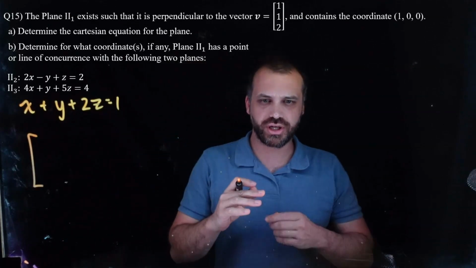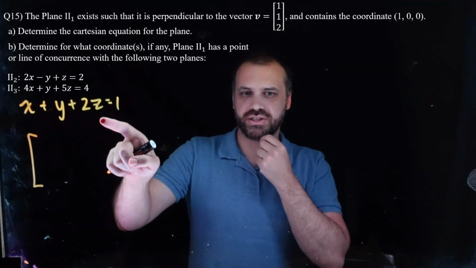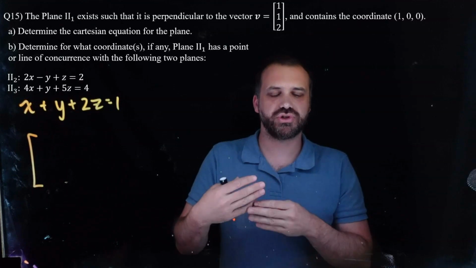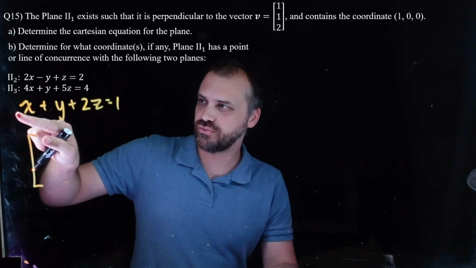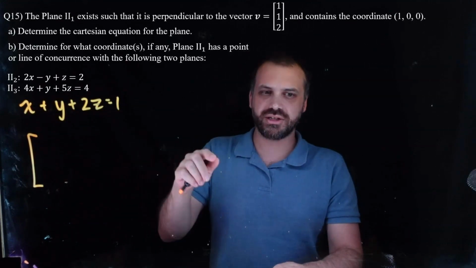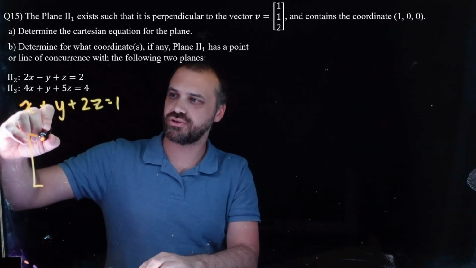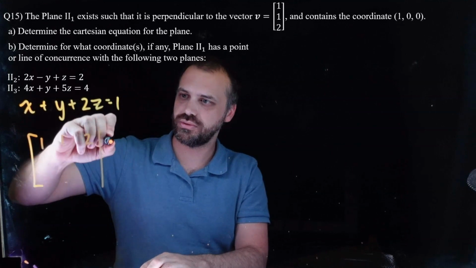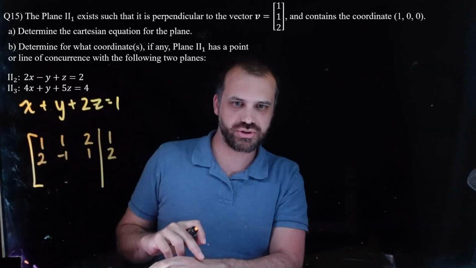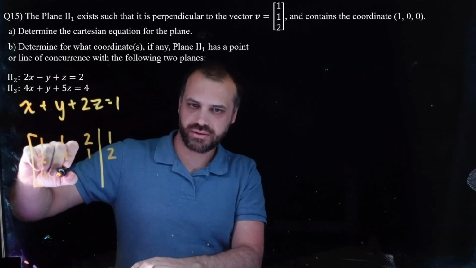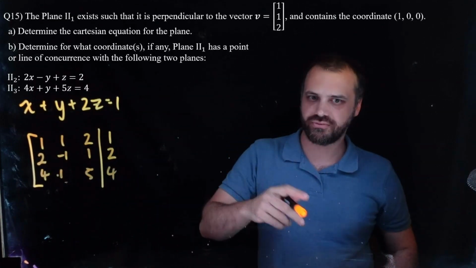Now, I can see the values, and you want to look a bit into the future. This plane that I've been asked to find in part A is a very simple, straightforward plane, in the way that I'm talking about it is a coefficient of 1, a coefficient of 1. This is going to be very useful as my first line of my augmented matrix. It's 1, 1, 2, 1. The next ones are 2, negative 1, 1, 2, and 4, 1, 5, 4. Done.